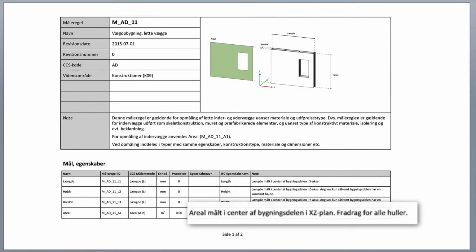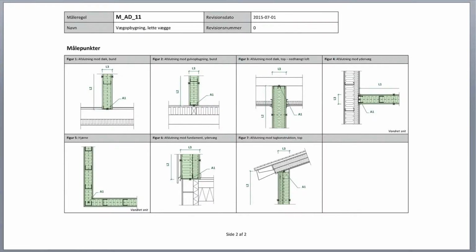In order to increase the precision, the measurement rules also include a number of principal details of typical assembly examples, where the exact measurement points of the actual building element is specified. For example, here it is specified that one measures to the bottom of the wall, regardless of whether the floor is adjacent to the walls or goes under the wall.